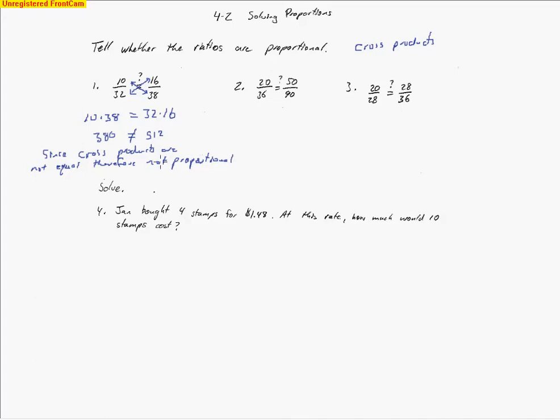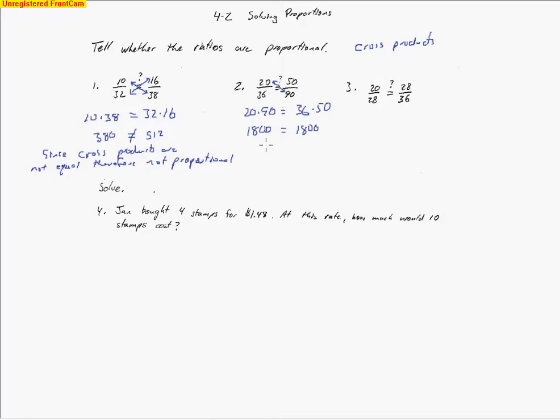And so that would be our phrase that we could use if we were going to explain why they're not proportional or why they are proportional. So let's take a look at the next one. So we're going to multiply the 20 and the 90, and we're going to set that equal to 36 times 50. So we multiply the 20 and the 90, and we end up with 1800. Well, 36 times 50 gives me the same answer, 1800.